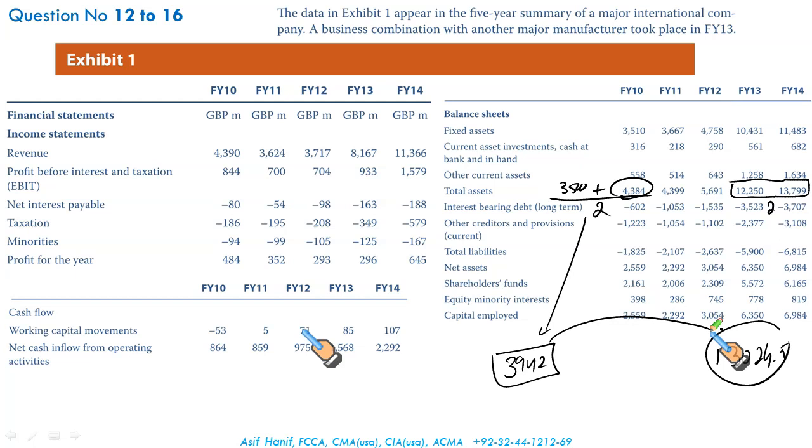By what percentage? Take the difference and divide by the original. I'm sure you know how to calculate the change. It's 230.4%. Assets have grown by 230.4%.